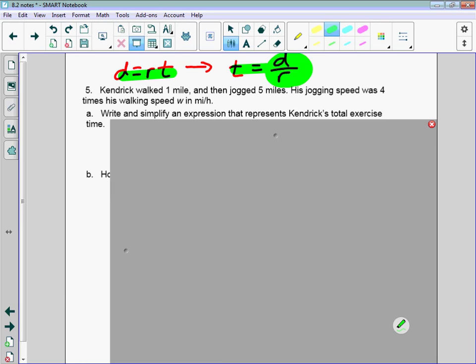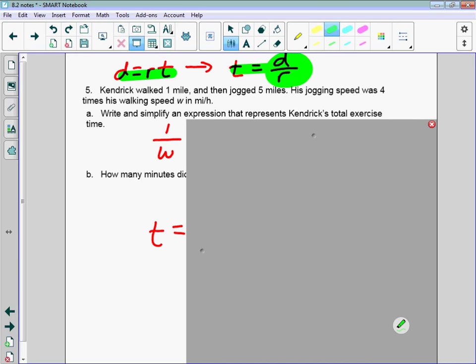Okay, so the expression that can represent Kendrick's total exercise time would be the amount of time that he spends walking and the amount of time that he spends jogging. So the distance and rate in which he walked can be 1 mile over the rate at which he walks. So that's the distance he walks, the 1 there, and the W is the rate at which he walks.